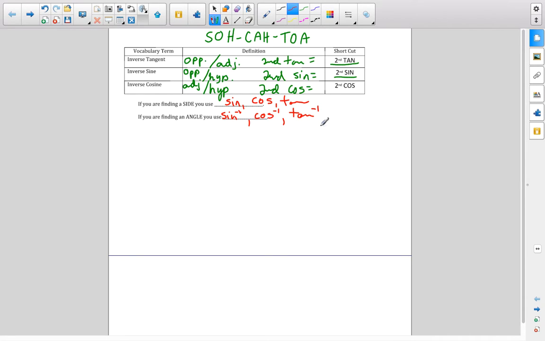So these are called the inverse keys, and you have to hit the second button, which is in your top left, and then the cosine, the second the sine, the second the tan. And you'll see on your window, when you hit second sine, for example, it looks like sin to the -1.